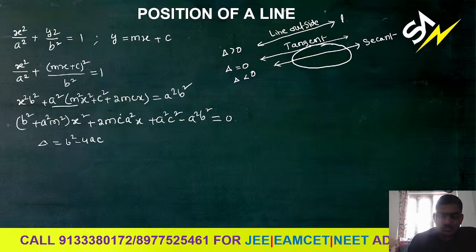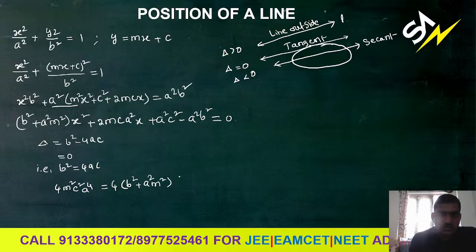Actually, that is our next concept. Let us try to do from here only. So b square minus 4ac, which is equal to 0, right? That means b square is equal to 4ac we are getting, right? What is b square here? b square is 4 times a power 4 m square c square, equal to 4 times b square plus a square m square times a square c square minus a square b square, right?